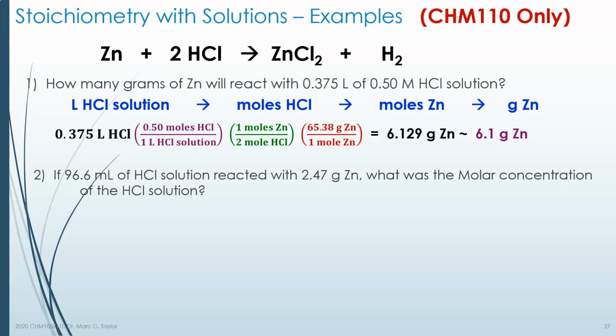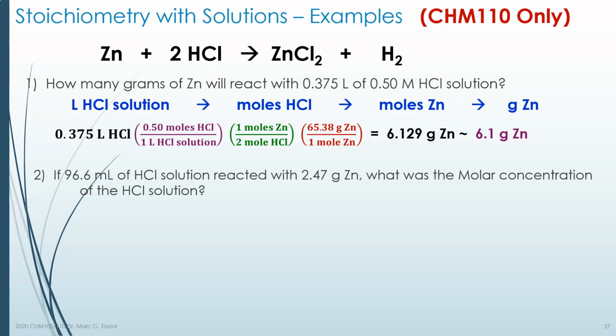You know exactly how much zinc you put in the reaction. Zinc doesn't go in solution. It reacts with the hydrochloric acid. And you have a volume of hydrochloric acid, but you don't know the concentration. So you really don't know how much HCl you have to start with. So the only thing you really know to start with in this problem is the mass of zinc. You have 2.47 grams of zinc, and you start from there.